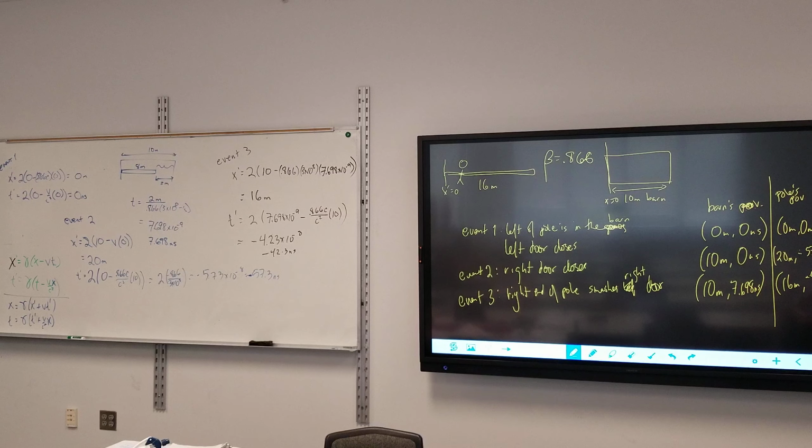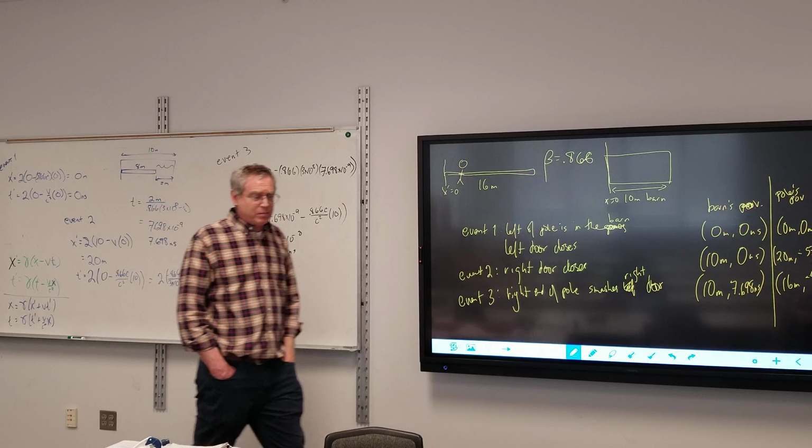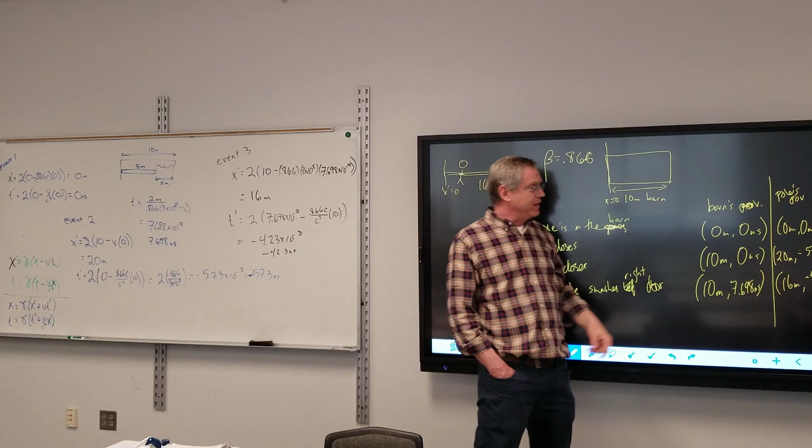Which, there's some sense there, because I know that the right door has to close before the pole hits it, which happens in both frames. I know the left door has to close at 0 seconds and 0 meters in both frames because that's the way we set it up. But simultaneous, the lack of simultaneity kicks in again.